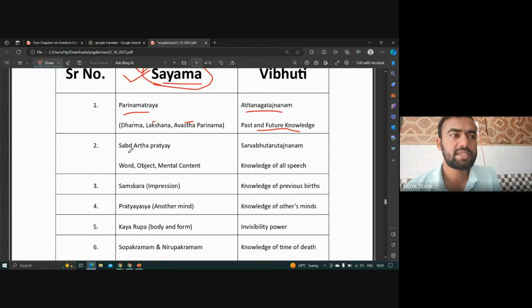Second, if we do Sanyama on the shabda, artha and pratyaya, meaning word, object and the mental content or the knowledge, then Sarva Bhuta Ruta Jnanam, it means the yogi will get the knowledge of all the species. He can understand the cow language also, he can understand the doggy language also, every species, every living being in this world, he can understand its language.